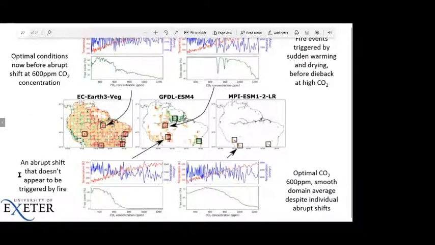Yep. Thank you very much, Paul. We've just got time for a couple of quick questions. One from Rachel James. Why is the starting tree cover so different between models?